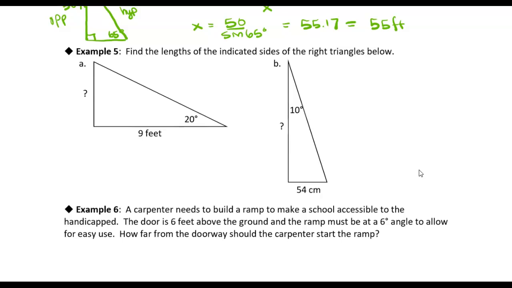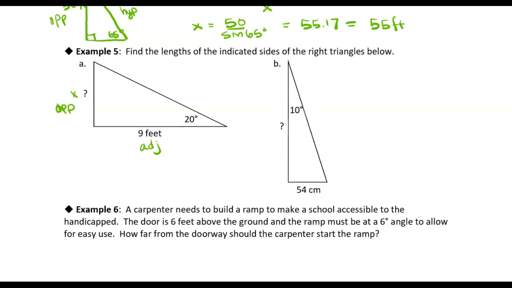But, okay, so here's another one. We just have some triangles. We're given the angle of 20 degrees. We're given the adjacent side, right? And we want to find the hypotenuse, right? All right, so adjacent, hypotenuse. That's not the hypotenuse. That is the opposite side.